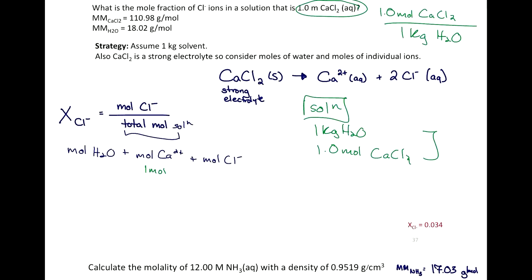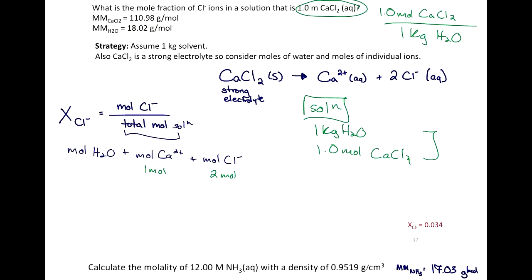Is it also 1 mole? It is 2 moles. Look at this balanced chemical equation that I have. If I have 1 mole of this, I'm going to get 1 mole of calcium 2+, because there is just 1-to-1 stoichiometry there. But I'm going to get twice as much chloride out. So I have 1 mole of calcium 2+, but 2 moles of chloride minus.